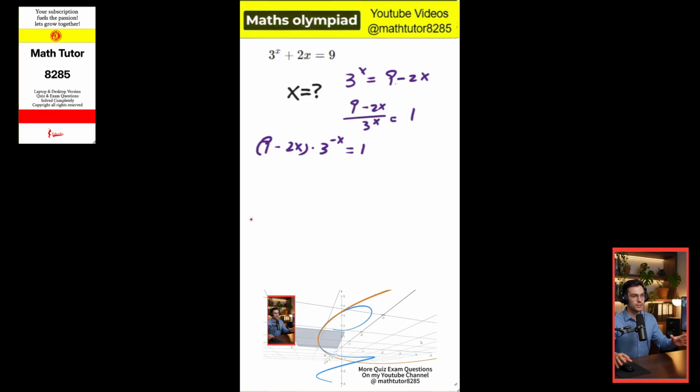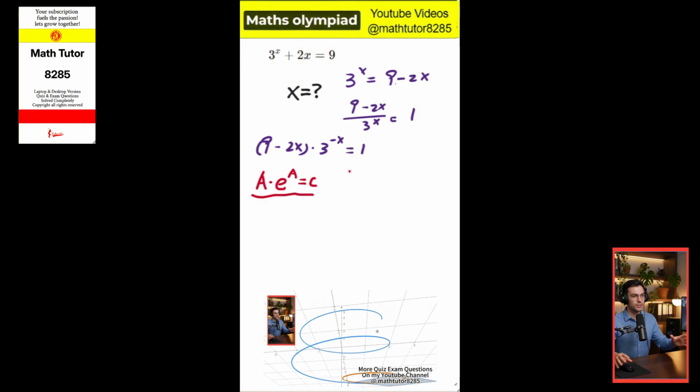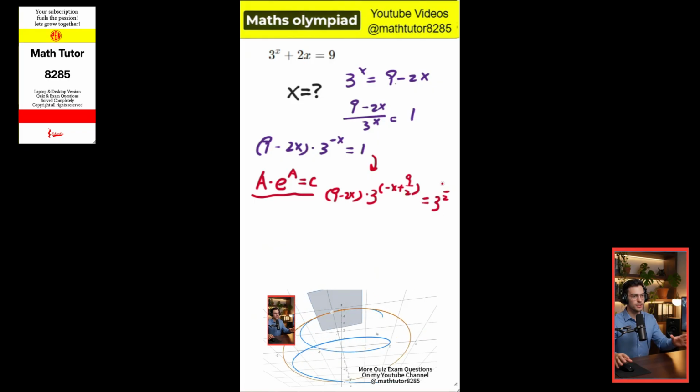Then, next step, adjust the exponent to match the factor. We want to form something that looks like a times e raised to the power of a equals some constant. To align the linear factor with its exponent, multiply both sides by 3 raised to the 9 over 2 power. This gives the quantity 9 minus 2x multiplied by 3 raised to the power of negative x plus 9 over 2 equals 3 raised to the 9 over 2 power.